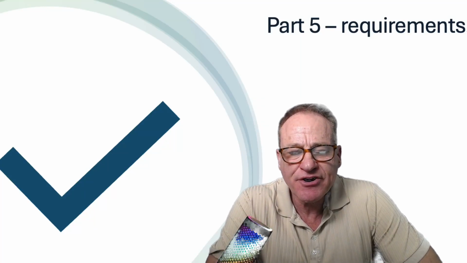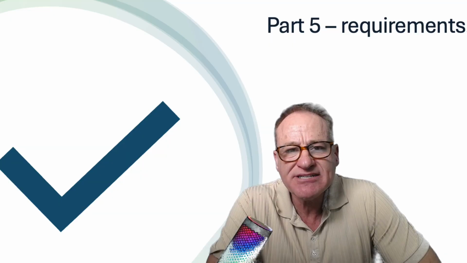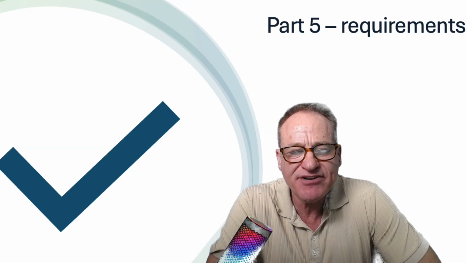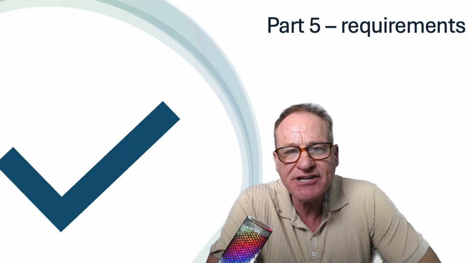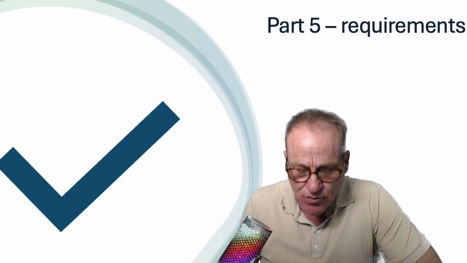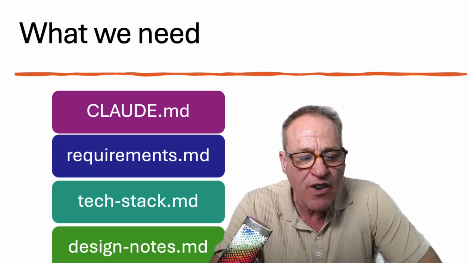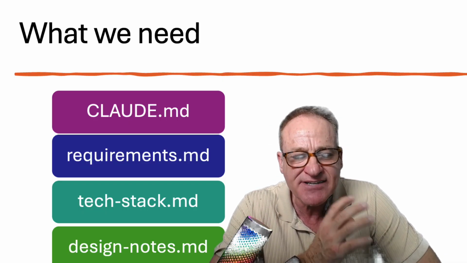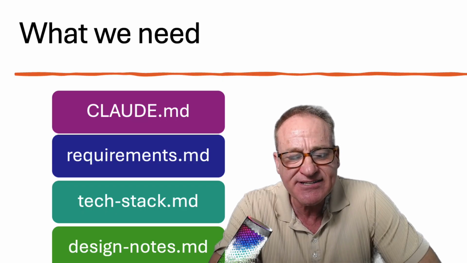Okay, in this section, we're going to be using Claude Desktop and Claude Sonnet 4.5 to create our requirements.md file. Now, requirements.md is the really specific MD file that's going to tell the application what we want to build. So this, again, is one of the 4 files that we need. We needed Claude.md that controlled everything, requirements.md, that is this file that is basically all about the application itself. Then we had techstack.md and designnotes.md.